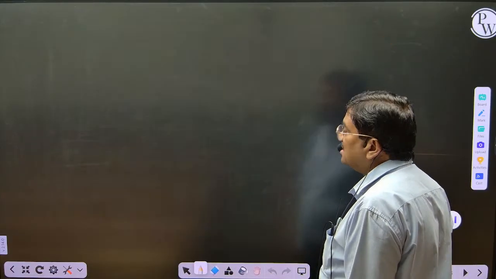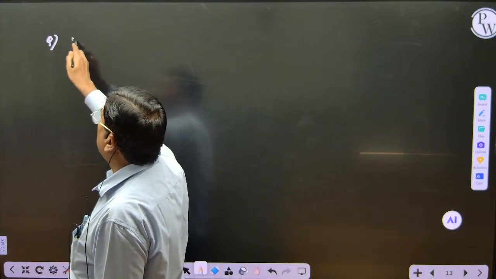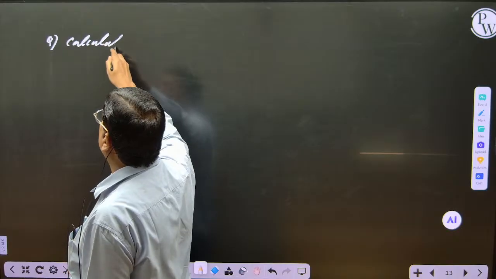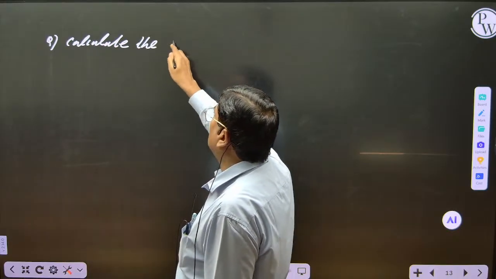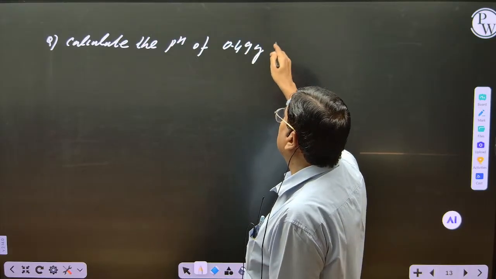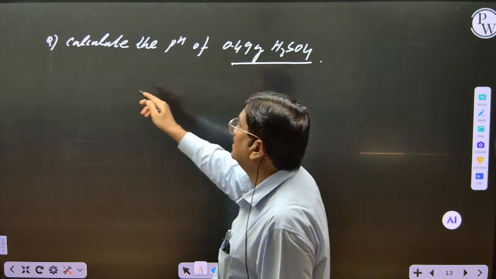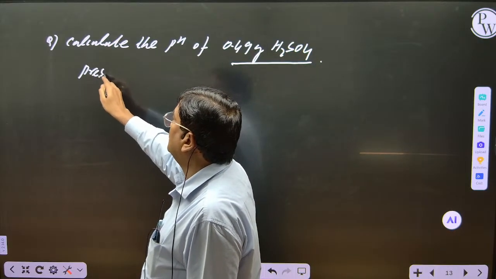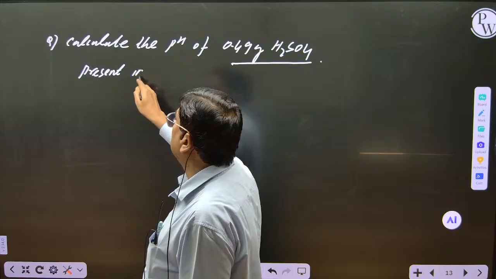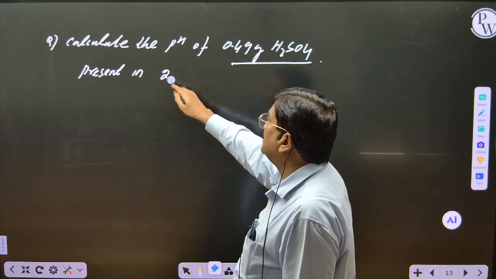Calculate the pH of 0.49 grams sulfuric acid present in 250 milliliter solution.